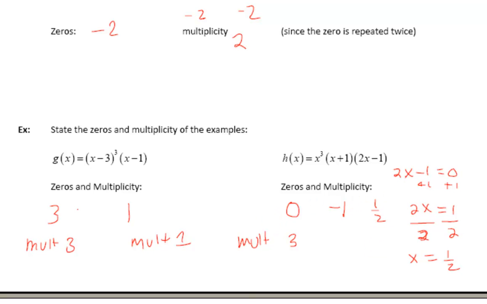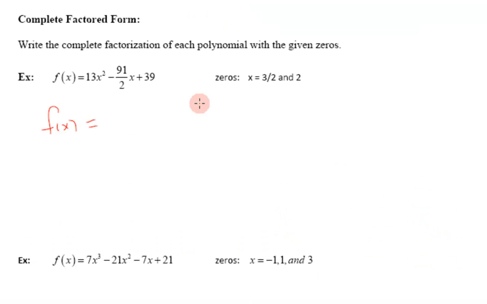So there we go. In our last example, we want to take this function and write it in factored form. They tell us the zeros, so I just write them as factors. x minus 3/2 and x minus 2, right? If I put these numbers in here, I have zeros. And now I just have to work with the leading coefficient because when I multiply it out, it has to have a 13 in front. So they gave me this function, they gave me the zeros, and if I multiply this out now, I get this function back.